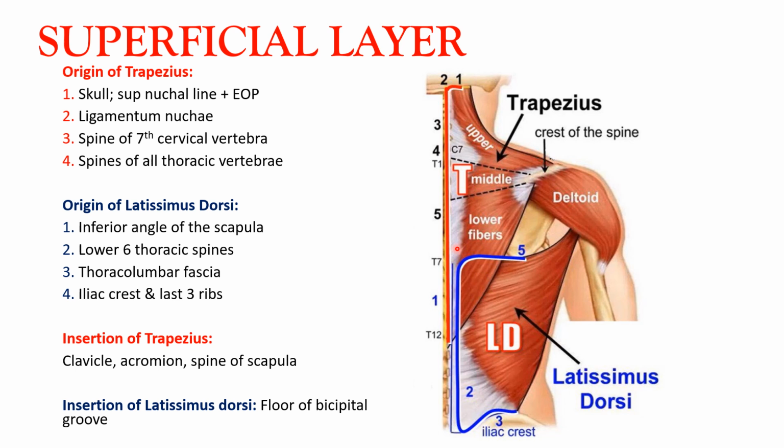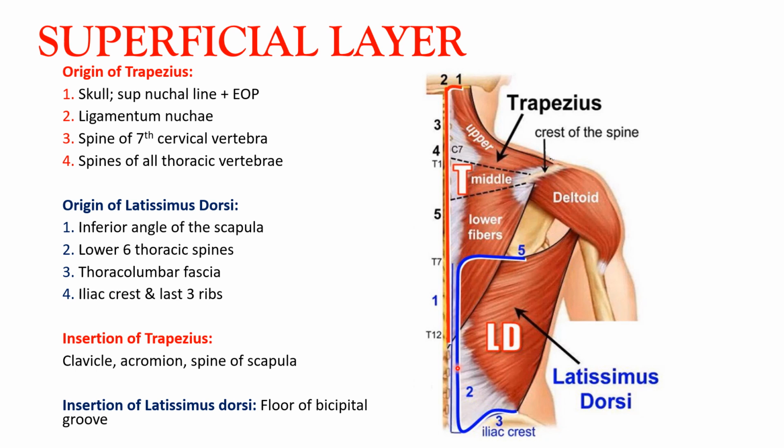Then we'll look at the origin of the latissimus dorsi. So for the origin of the latissimus dorsi, this structure here is the scapula, and this is the inferior border or the inferior angle of the scapula. So this is where latissimus dorsi originates from. It starts from the inferior angle of the scapula, goes all the way here across, and then also takes a linear route. So it goes down to the lower 6 thoracic spines. So we have T7, T8, T9, T10, T11, T12.